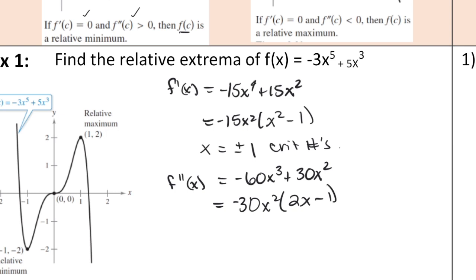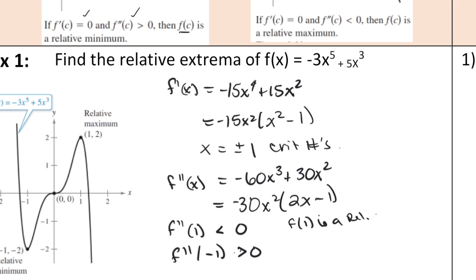So when we substitute 1 into your function, f double prime at 1 is going to be less than 0, and f double prime at negative 1 is going to be greater than 0. So we can see that f at 1 is, oops, sorry, concave down, so it's a relative maximum. And f at negative 1 is a relative minimum.